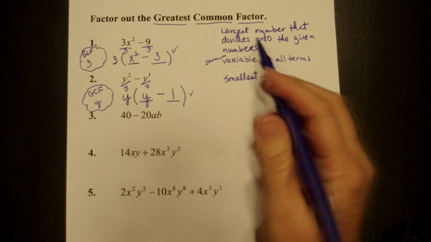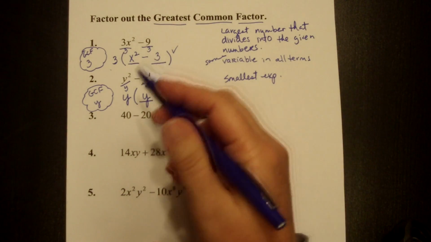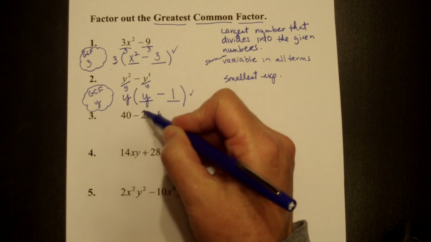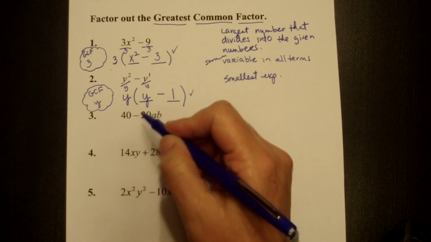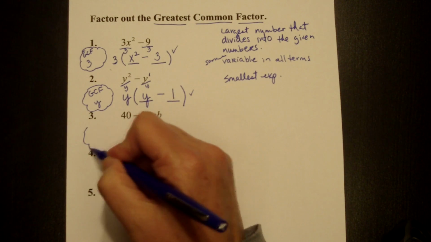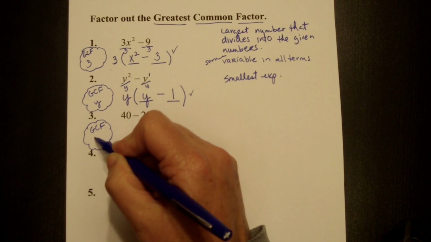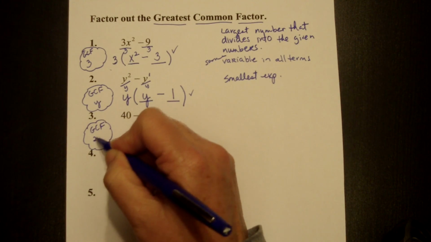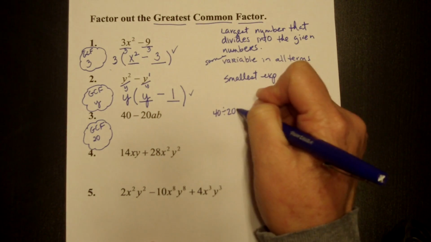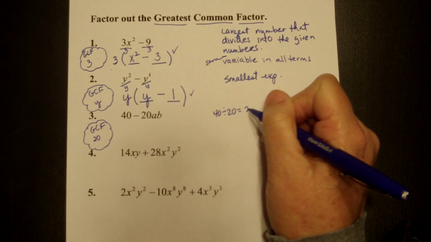Okay, number 3, we're going back to looking at the numbers again to see what the largest number would be that would divide into the given numbers. Okay, so for number 3, I'm going to take the small number, which is 20, and see if it goes into 40. And it does. So 20 goes into 40 how many times? 2. So I know that the greatest common factor for the numbers is 20. Now, if you don't know that 20 goes into 40, then you use your handy dandy calculator and you type in 40 divided by 20, and that'll give you a 2. And that tells you that 20 goes into 40 2 times.